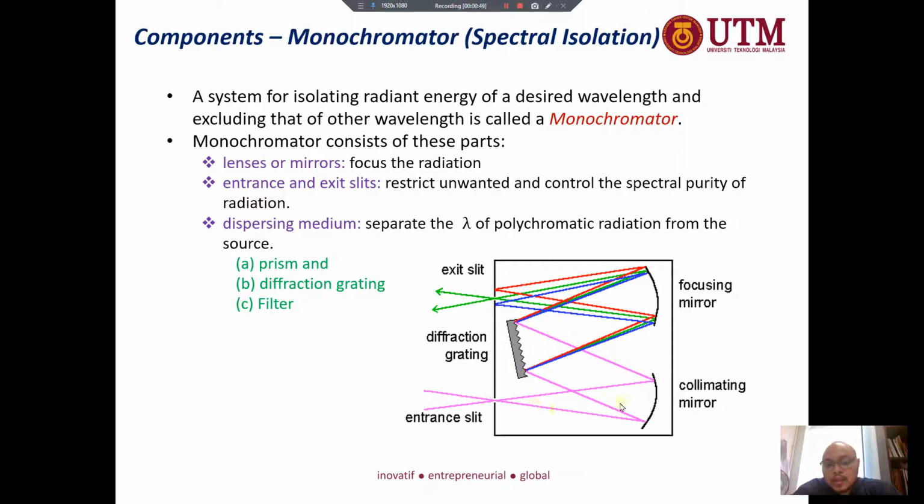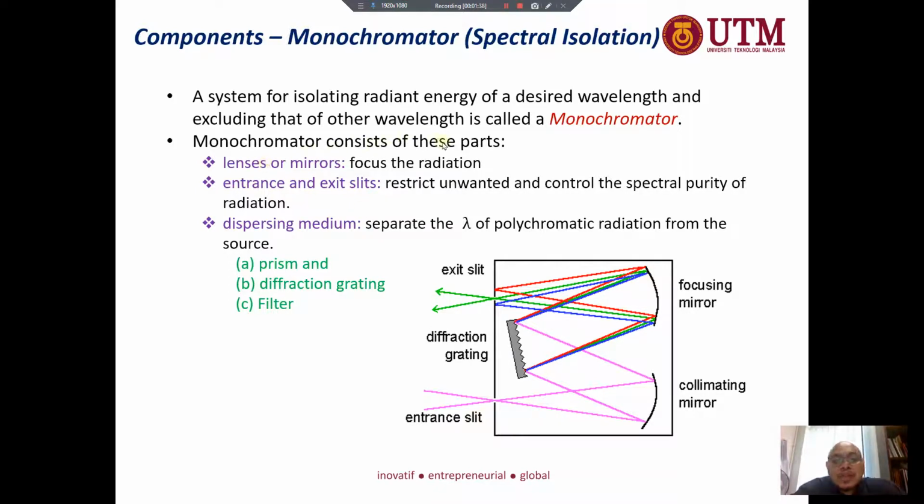So when the polychromatic light enters the entrance slit, it will go through transformation from polychromatic into monochromatic at the diffraction grating here. For example, one system for the monochromator is separating the polychromatic radiation into monochromatic wavelengths. And then from the diffraction grating, we can adjust which wavelength or frequency we want to allow to exit the exit slit to reach our sample.